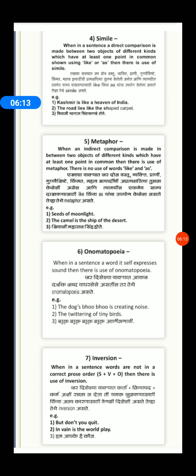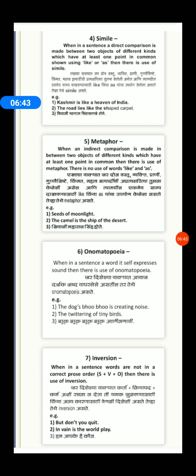Here is the direct comparison between camel and ship. So there is the metaphor figure of speech. शिवाजी महाराज सिंह होते. Here is the direct comparison between Shivaji Maharaj and lion. So there is the metaphor figure of speech. There is a difference between simile and metaphor. In simile, the words like and as are used, and in metaphor, the words like and as are not used.